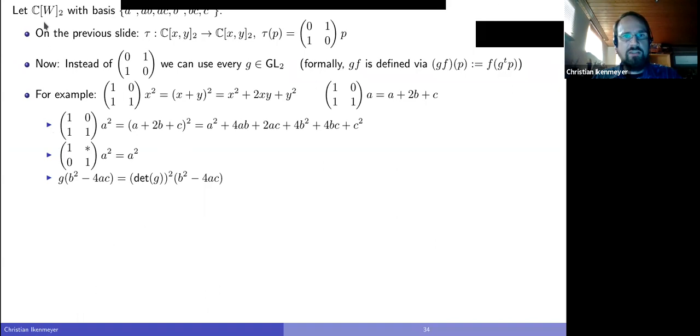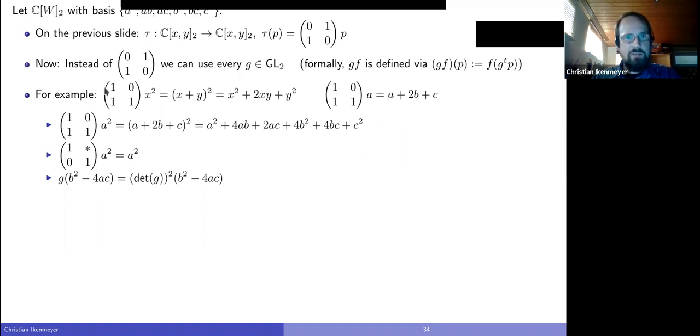Okay, again, this is just our vector space with this basis of these six polynomials of degree 2. And now, instead of just looking at what happens if we exchange the roles of x and y, we want to allow all linear transformations. Any element of GL2 should be allowed to act now, instead of just having the transposition matrix, every element of GL2. So this is a formal way of defining it. I think an example is the easiest way of doing it.